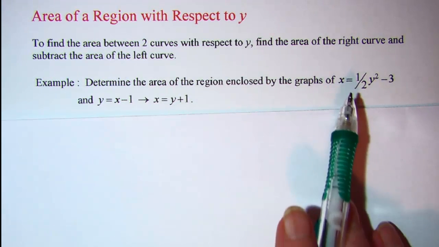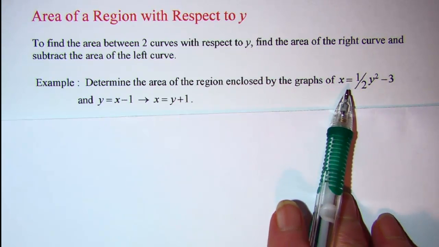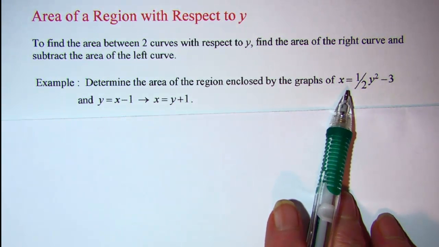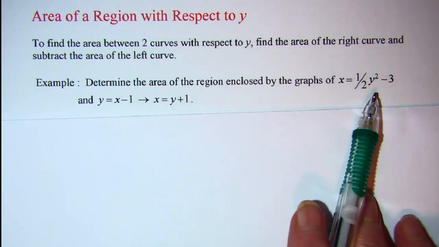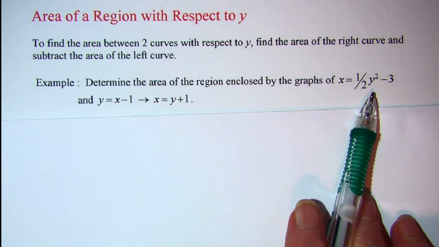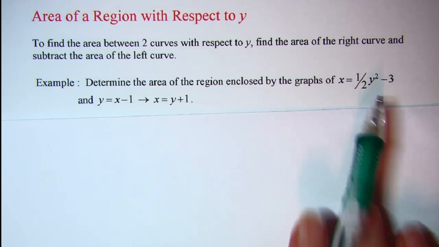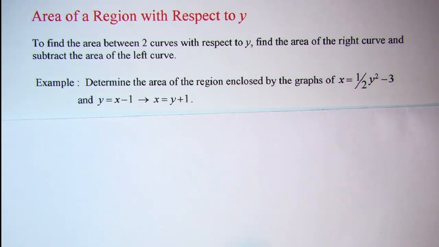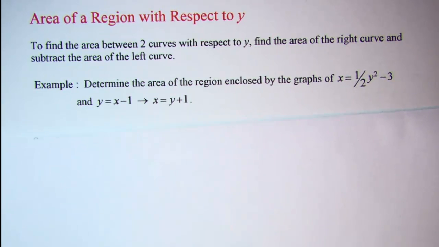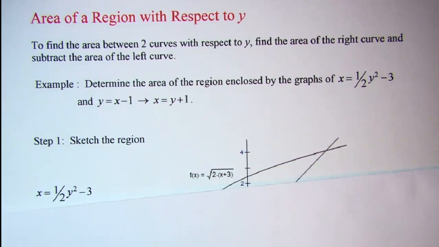Now with this problem, when we see this equation, x equals, and then in terms of y, that's a good clue that we need to integrate with respect to y rather than x. But in this problem, it can be done both ways. We'll be looking at it with respect to y. Our first step is to sketch the region.